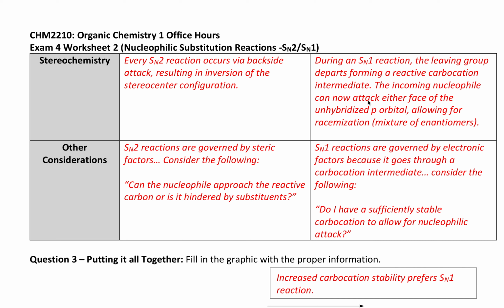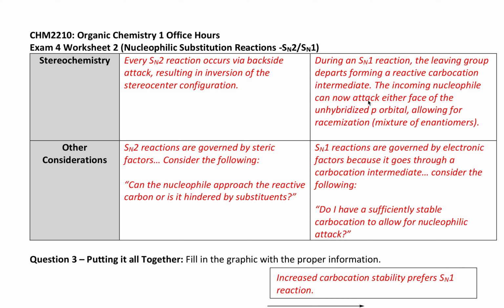So in an SN2 reaction, we'd expect exclusively one configuration of a molecule, more specifically the opposite configuration of what we started with, and in an SN1 reaction, we would expect both enantiomers to form because we go through that carbocation intermediate. So those are some key differences in stereochemistry.